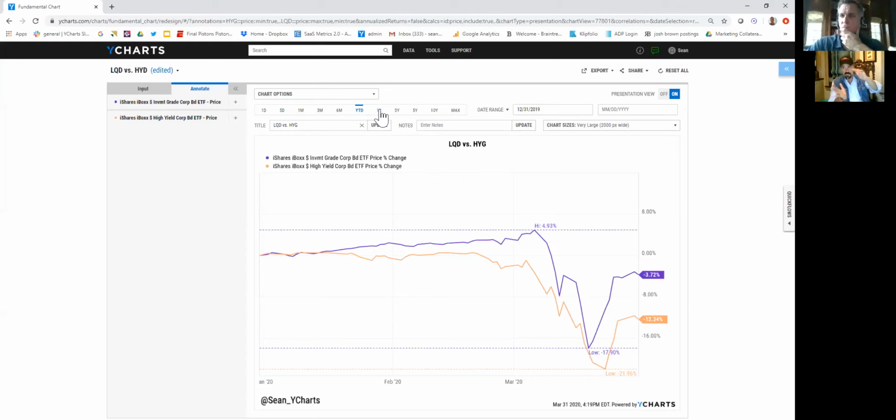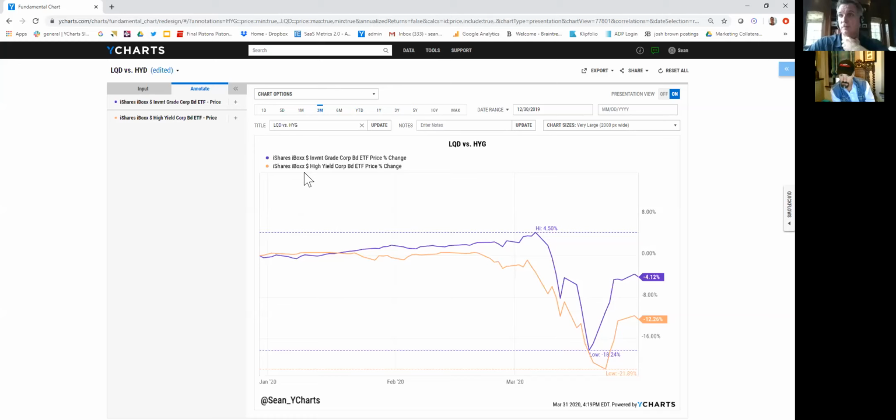So I think that's something to keep your eye on, because if we start seeing a compression, Sean, of those lines coming back towards each other, which they were very close just 10 days ago or whatever, right when it put in the low, the investment grade. It looks like at that time they were virtually overlapping. And now they've pushed out.